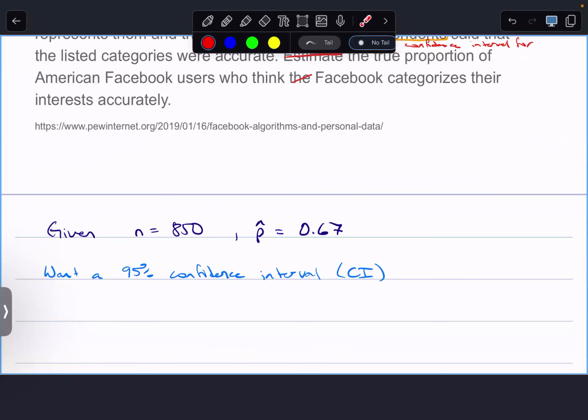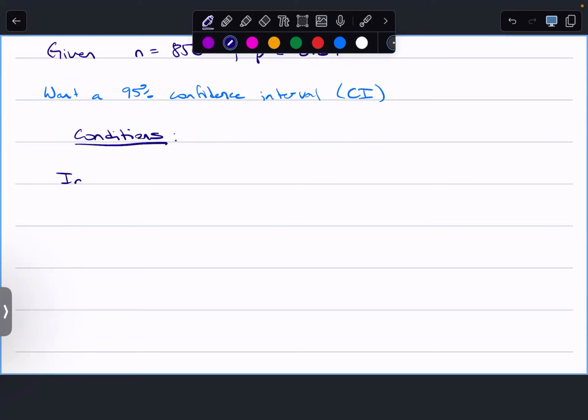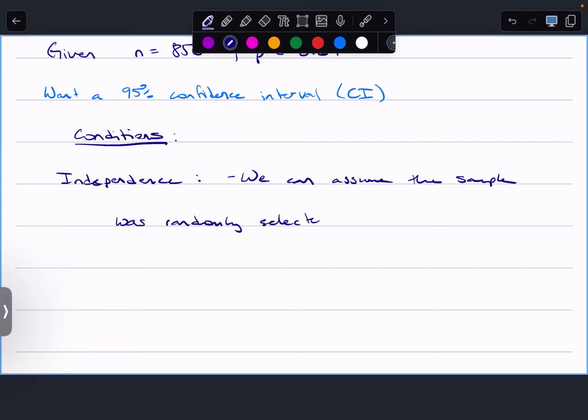Okay. Now, we need to check the conditions before we can go ahead and do the work. The work is kind of new to us, so we'll hold off a little bit, but let's check the conditions. First, we need to check the independence condition. So there's kind of two subgroups for the conditions. Independence. We were told that it was a representative sample, which means we can assume it was randomly selected. We can assume the sample was randomly selected since it says it is representative.